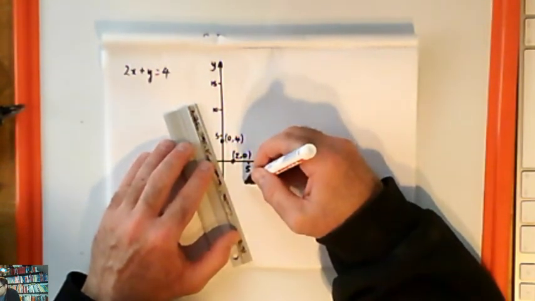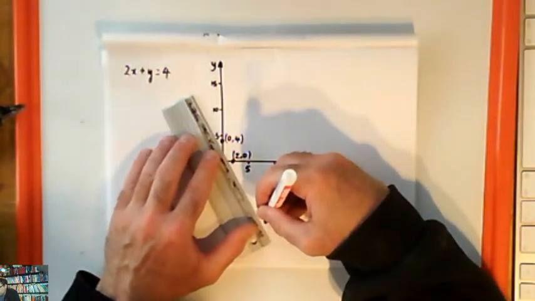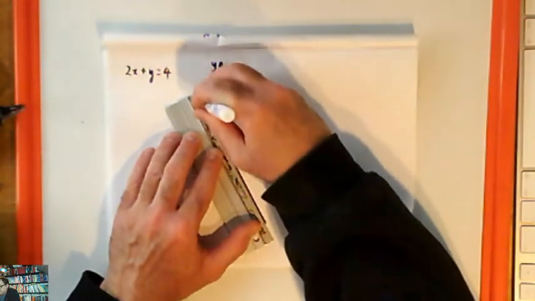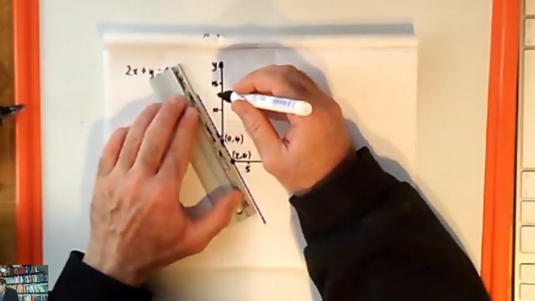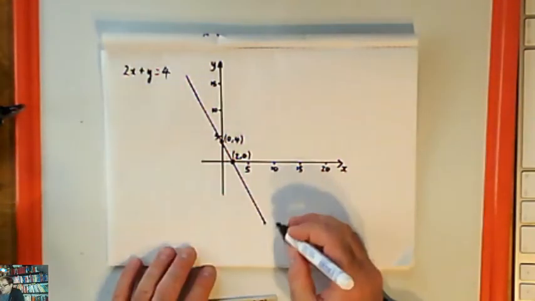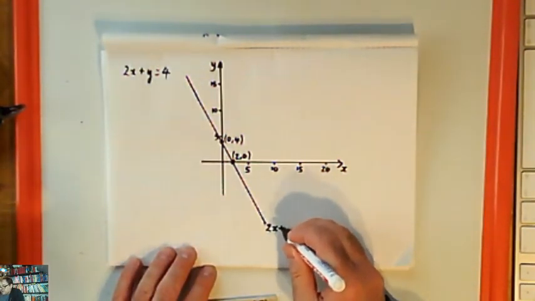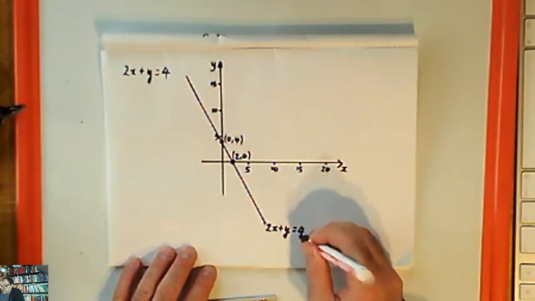So I'm trying to continue going 2 across and 4 down, because using that very thick pen it's very easy to get something that doesn't quite stay in line. Okay, so that is the line of the equation 2x plus y equals 4.